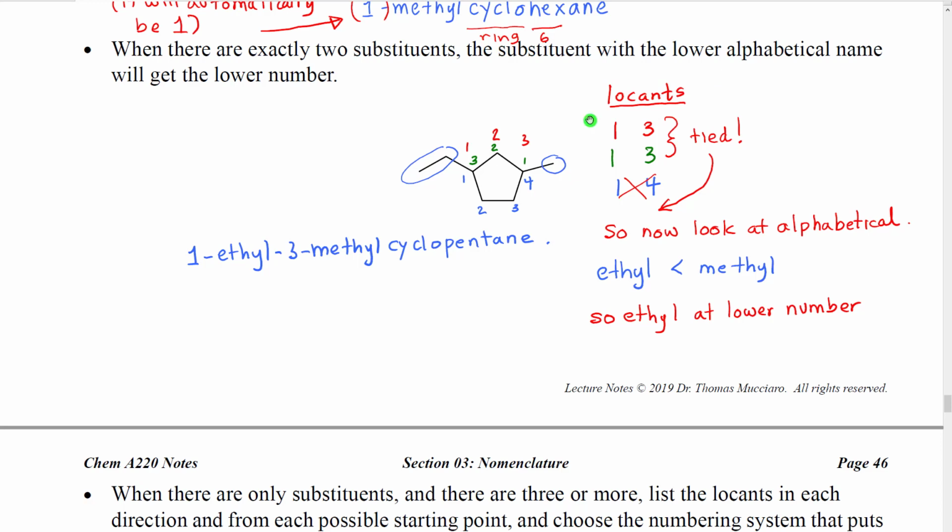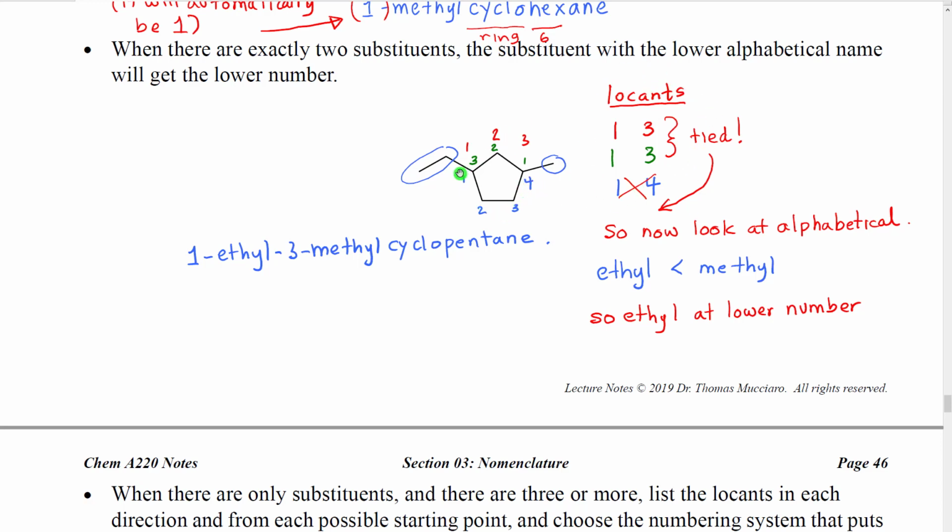But in the case where we have exactly 2 substituents, we can have several different potential numbering systems, which I've indicated here in red, starting on the left-hand carbon with the substituent 1, 2, 3. Here in green, 1, 2, 3 in the opposite direction. And even we could go around in a different direction around the ring, 1, 2, 3, 4.